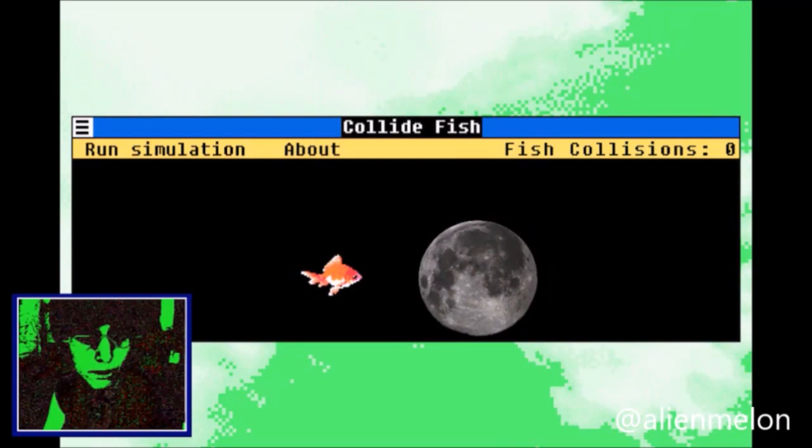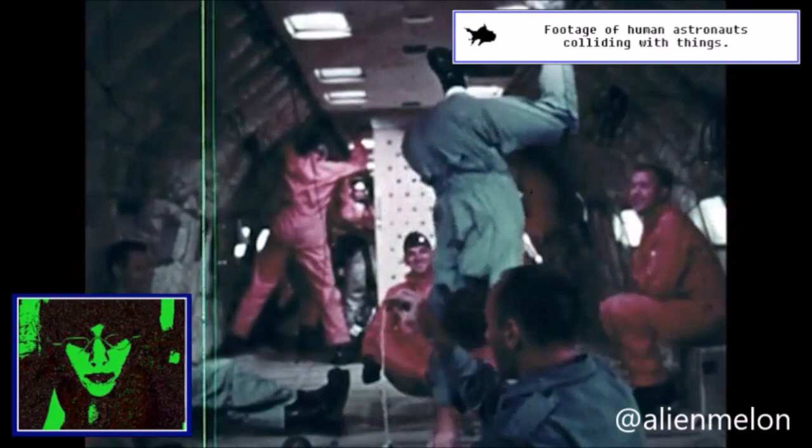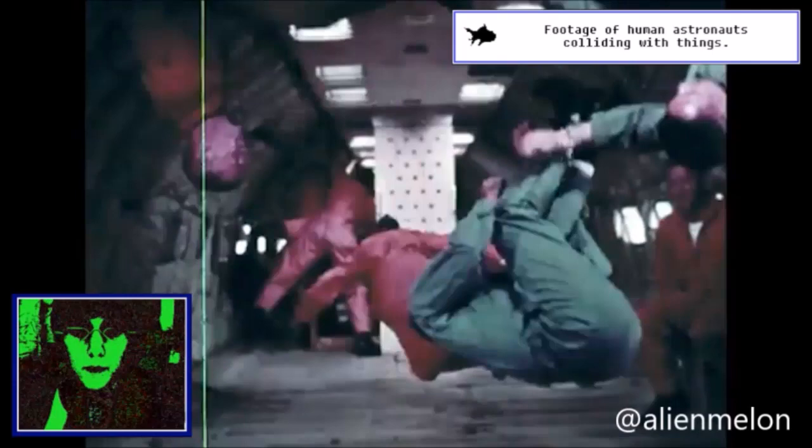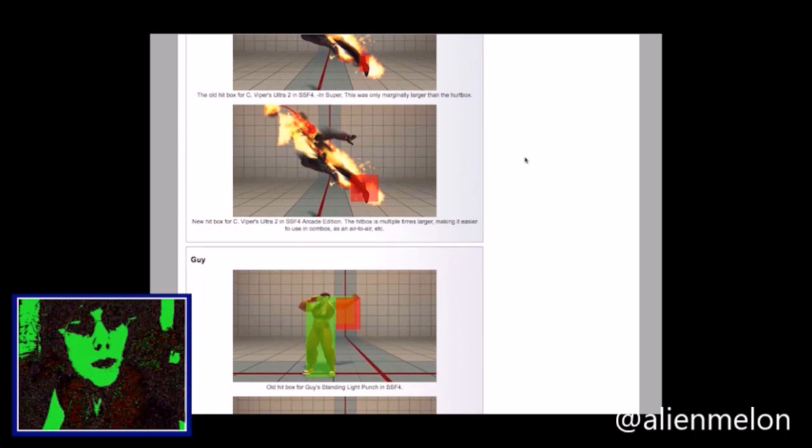The contributions the scientific breakthrough had on modern gaming should also not go unnoticed. The science behind colliding fish with the moon is what inspired collision detection in video games. Collision detection itself would not have been a concept if it were not for Collide Fish. Without this, fighting games like Mortal Kombat would not exist.